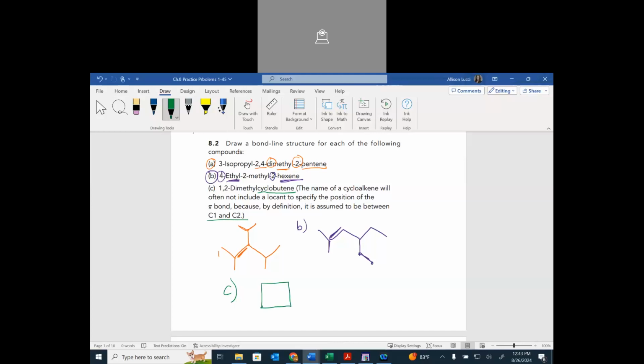But since this is cyclobutene, we just have to add a double bond to one of those 4 sides. So now we have our parent, the cyclobutene, and now we just need to add on our substituents. So if the double bond is between carbon 1 and 2, we need a dimethyl, or 2 methyl substituents, 1 on carbon 1 and 1 on carbon 2. So this would be our 1,2-dimethylcyclobutene.